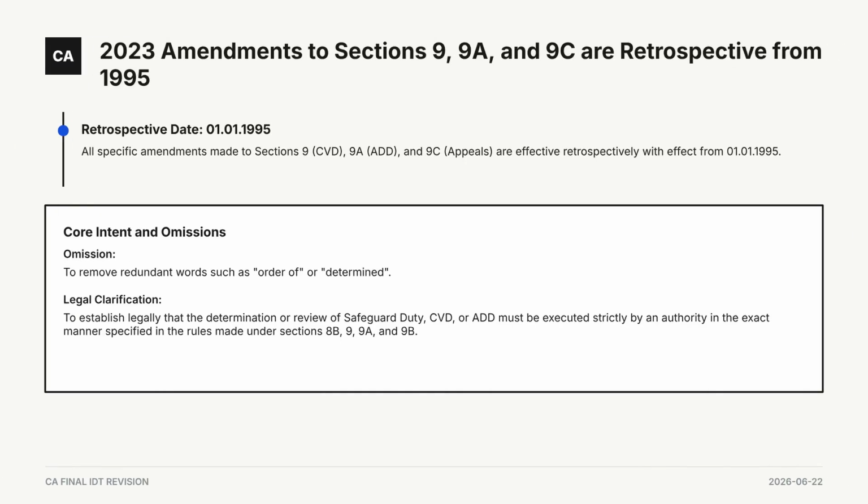Although the general applicability depends on notification, the amendments relating to Sections 9, 9A, and 9C have been given retrospective effect from the 1st of January 1995. The main objective behind these amendments is clarification, rather than substantive change. The legislature intended to remove redundant terminology and clearly establish that determination and review of special duties must be conducted strictly according to prescribed rules. This improves legal certainty and procedural consistency.